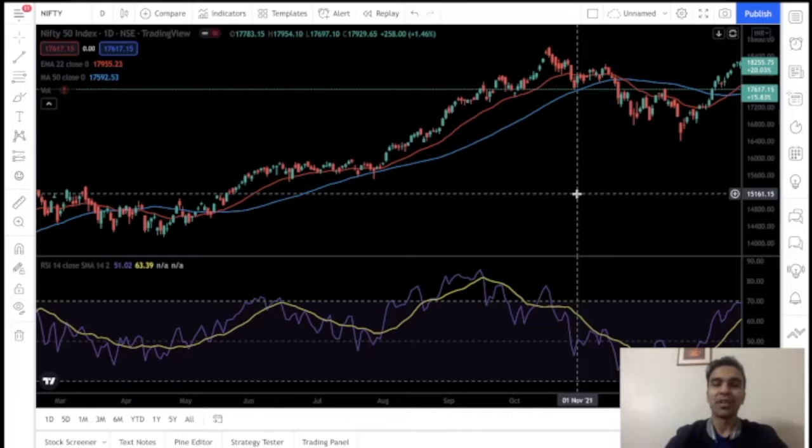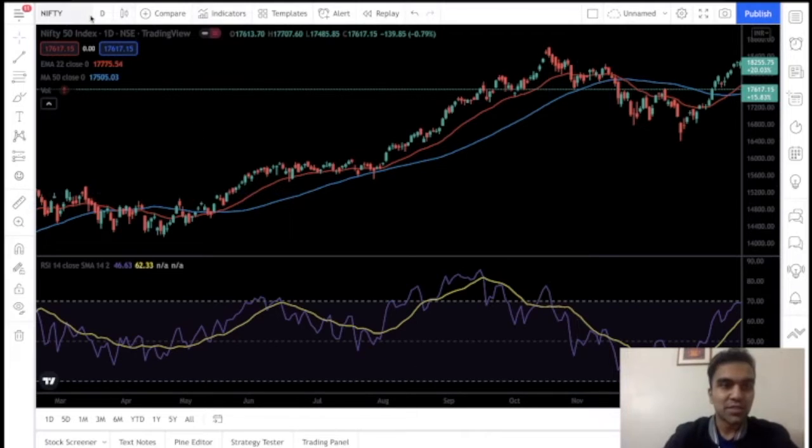So now you must be wondering, if you can't short when the RSI is 70 and if you can't go long when the RSI is above 70, then what is one supposed to do with the RSI? Well, what the RSI helps with is that it helps us catch trend reversals, or it helps us find out places where we can short or go long.